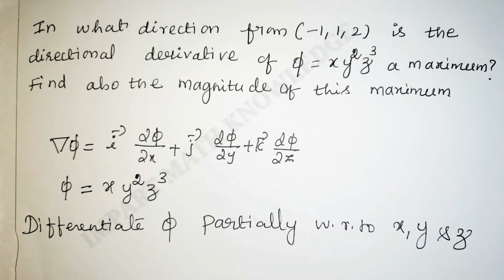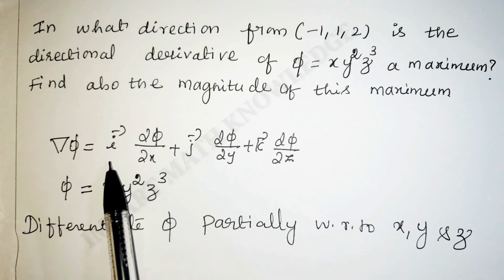The next problem: in what direction from minus 1, 1, 2 is the directional derivative of phi equal to x y squared z cube a maximum? Find also the magnitude of this maximum. Here we have to find the direction and the magnitude. For that, first you have to find del phi in the usual manner.